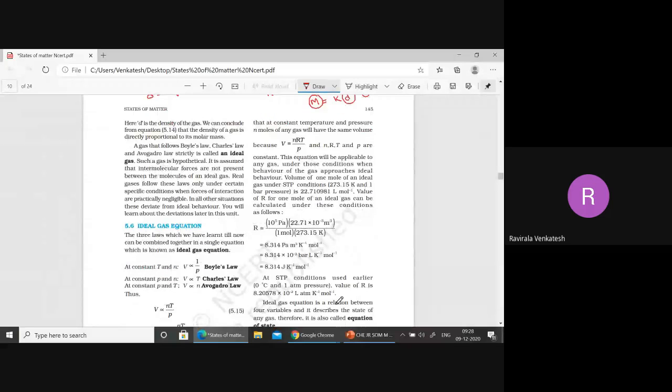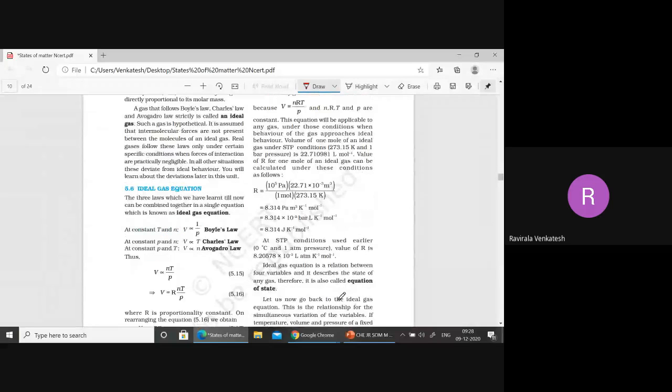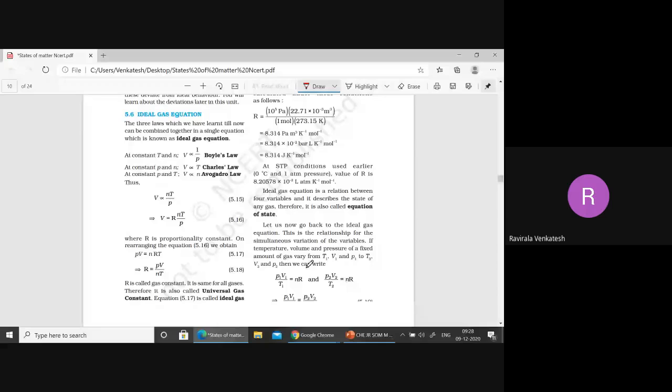Now let me see the ideal gas. Based upon all we have discussed, how many laws have we discussed until now? You have Boyle's law, Charles's law, Gay-Lussac's law, and Avogadro's law. Now I will compare all the gases except Gay-Lussac, leave that one. I am taking Boyle's law, Charles's law, and Avogadro's law.